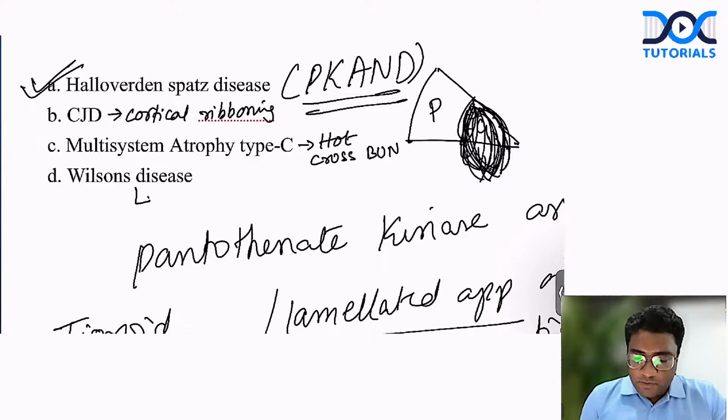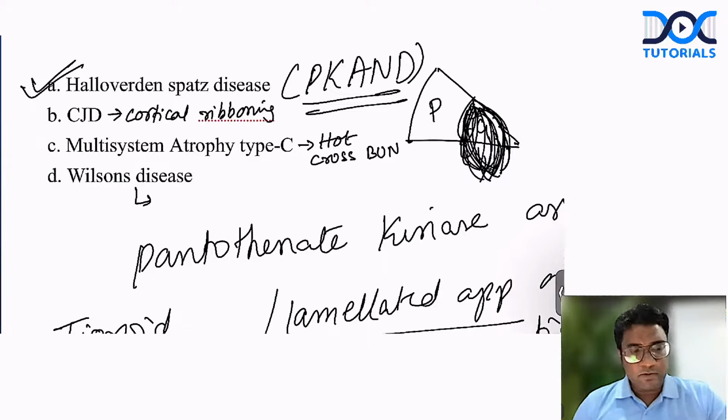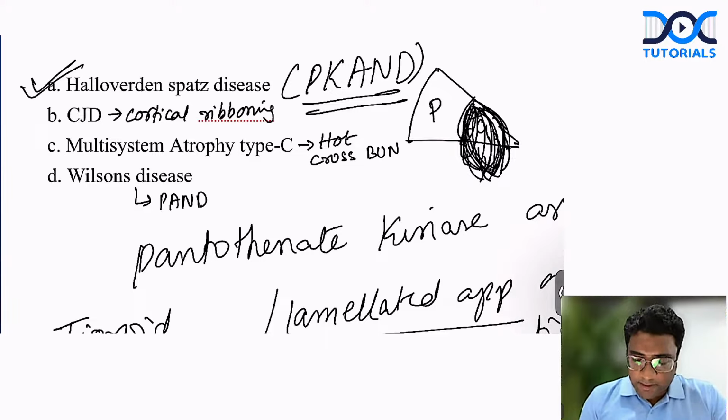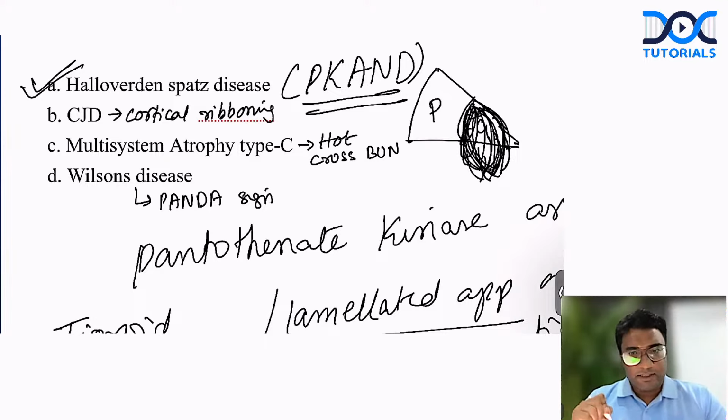And what is the appearance that you see in Wilson's disease? In Wilson's disease, you see the panda sign on MRI, face of giant panda. So these are important things in neuroimaging. Hallervorden-Spatz disease, eye of tiger. Cortical ribboning is seen in CJD. Multisystem atrophy type C shows the hot cross bun sign of the pons. Wilson's disease shows the face of giant panda sign.